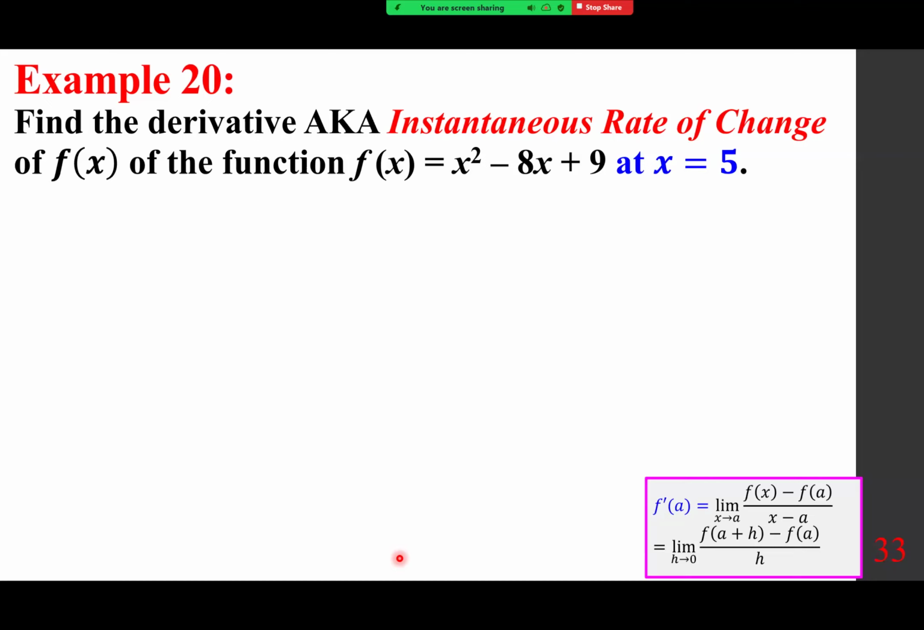Well, we can use one of these two, and later on I'll try to use both of them for practice. I'm going to stick with this one where a is 5. So I want the limit of f of 5 plus h minus f of 5 over h as h approaches 0. So let me write that at top here. I'm looking for the limit as h approaches 0. This is f prime of 5.